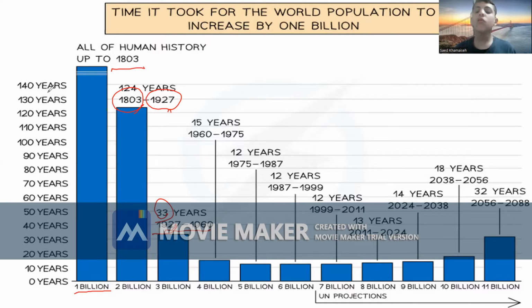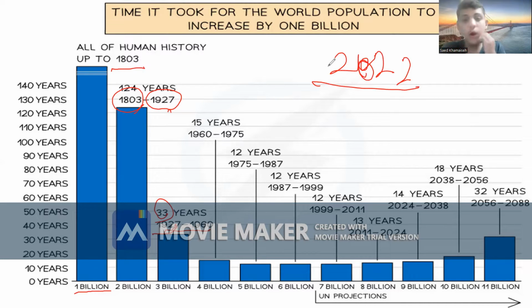From 7 to 11 billion, it is all projection: what the scientists, the geographers project for the population of the world. That is all. We are from 2011 to 2024. Why? Because we are in 2022. Let us see what is here.